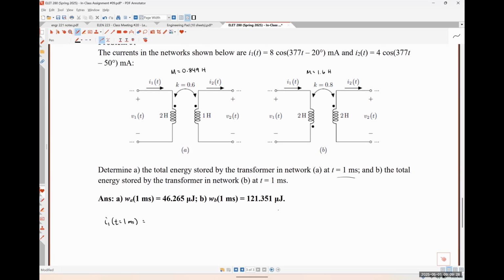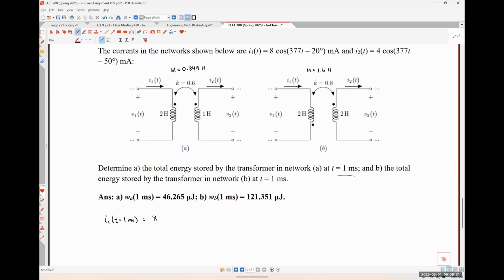So if I look up here, it's going to be 8 cosine, and actually, let me put a square brace here, 377. So this 377 is our angular frequency, omega. It is measured in radians per second, okay? If we put in our time of 1 millisecond, which I'm going to choose to write as 0.001 seconds, if I have something in radians per second and then I multiply it by something in seconds, what do I get? Radians, okay?